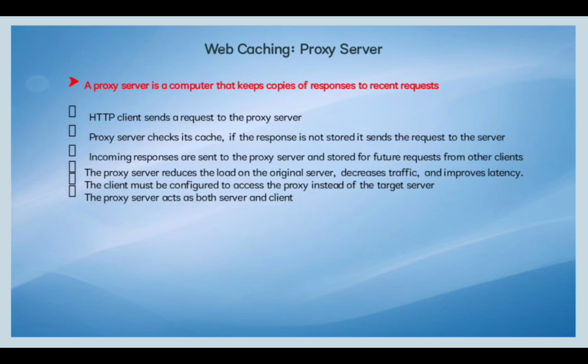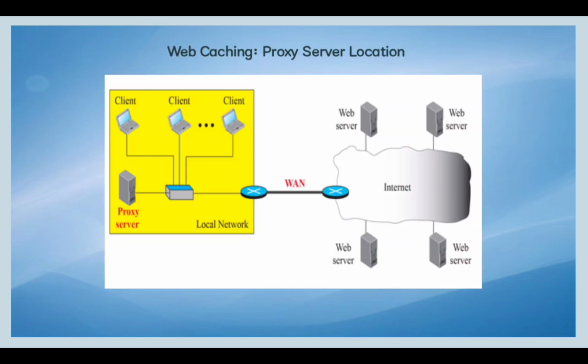Web caching: proxy server. A proxy server is a computer that keeps copies of responses to recent requests. The HTTP client sends a request to the proxy server. The proxy server checks its cache. If the response is not stored, it sends the request to the server. Incoming responses are sent to the proxy server and stored for future requests from other clients. A proxy server reduces the load on the original server, decreases traffic, and improves latency. The proxy server acts as both server and client. Web caching proxy server location.